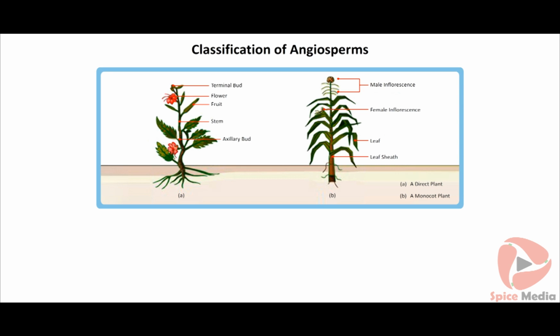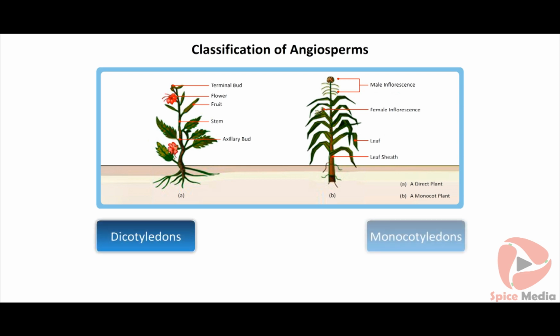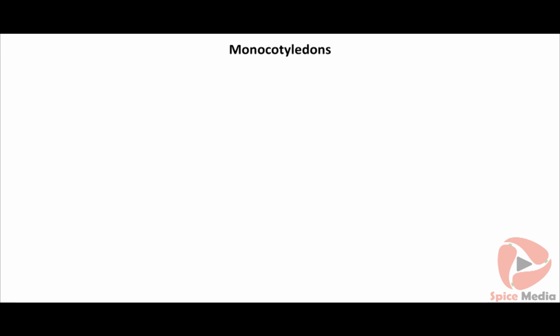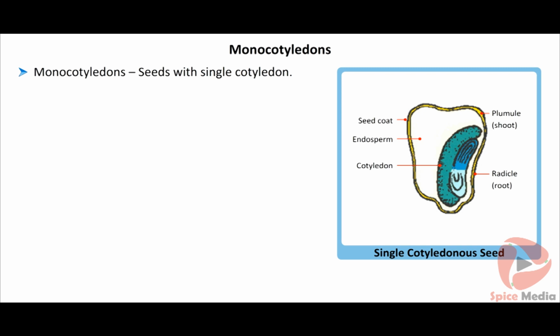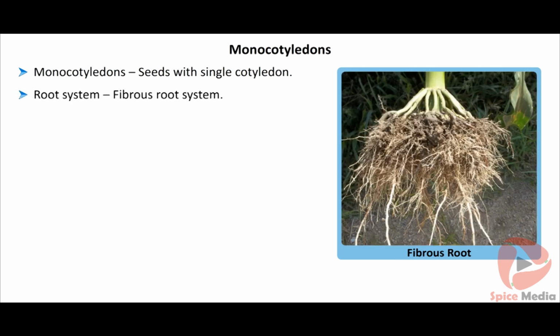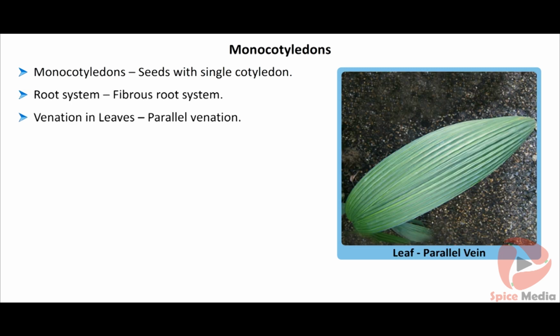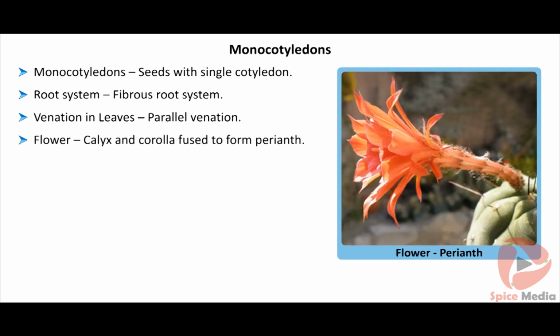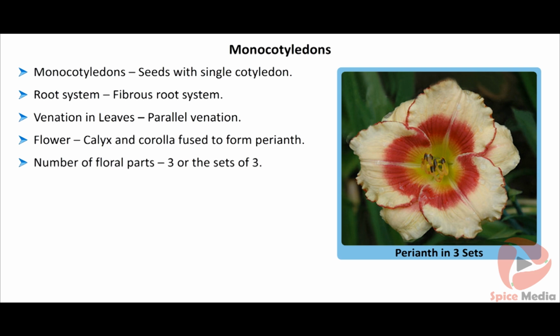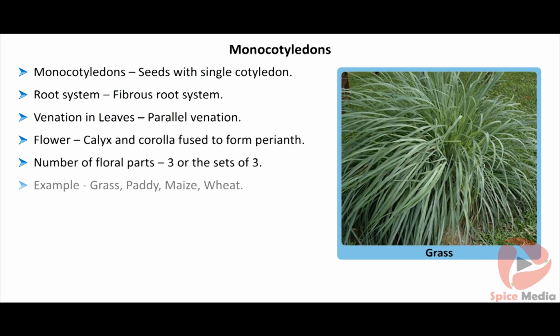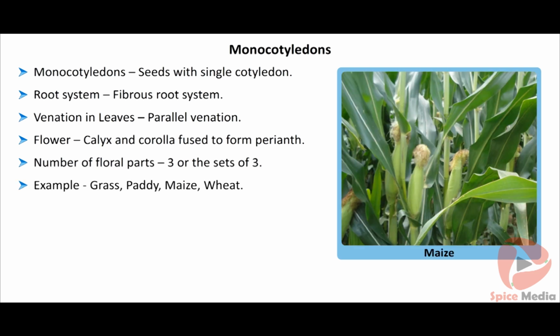Angiosperms have been divided into 2 major groups or classes, namely dicotyledons and monocotyledons. Monocotyledons are the plants having only one cotyledon in their seeds. They have a fibrous root system. Their leaves show parallel venation. In the flower, calyx and corolla are fused to form perianth. Floral parts are either 3 or sets of 3. Examples: grass, paddy, maize, wheat.